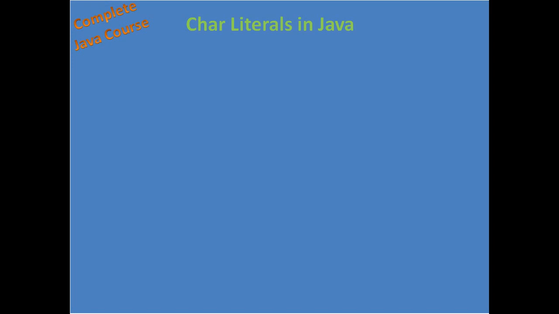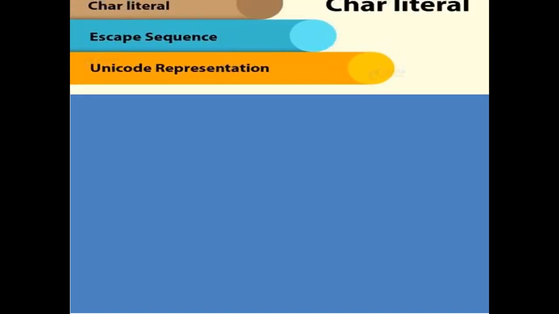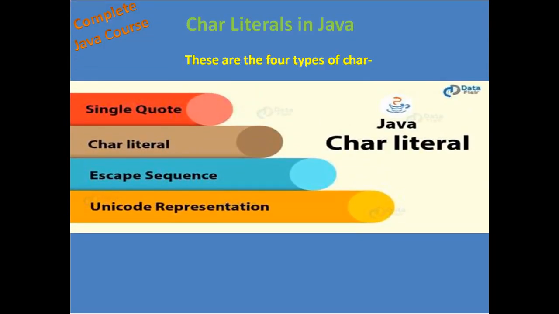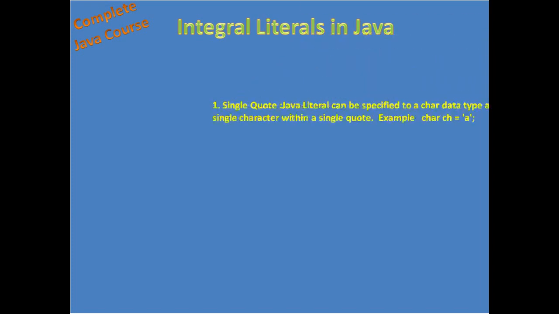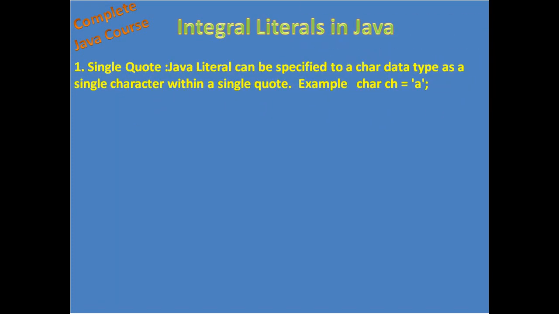Char literals in Java. There are four types of char literals: single quote char literals, integral, Unicode representation, and escape sequence. Number 1, single quote: a Java literal can be specified to a character data type as a single character within a single quote. Example: char ch equal to 'a' within single quotes.